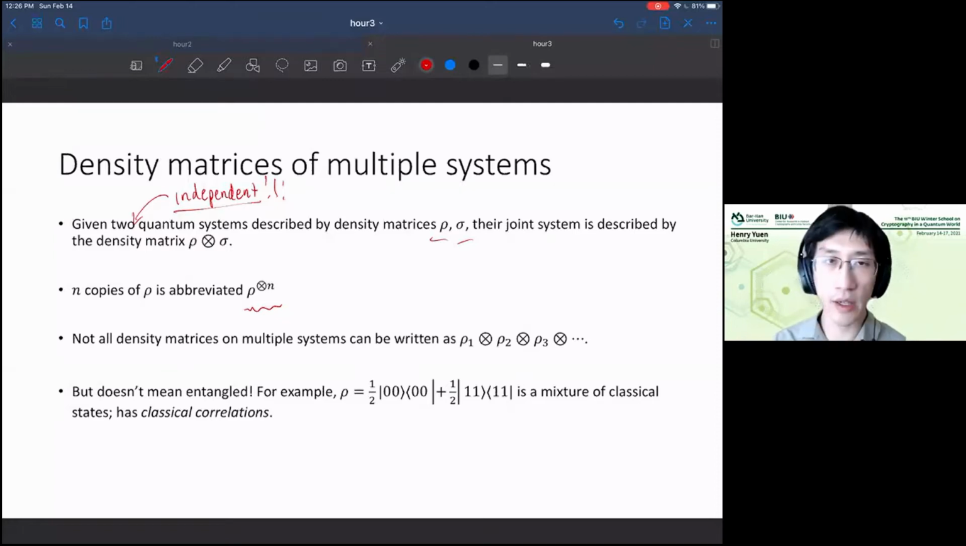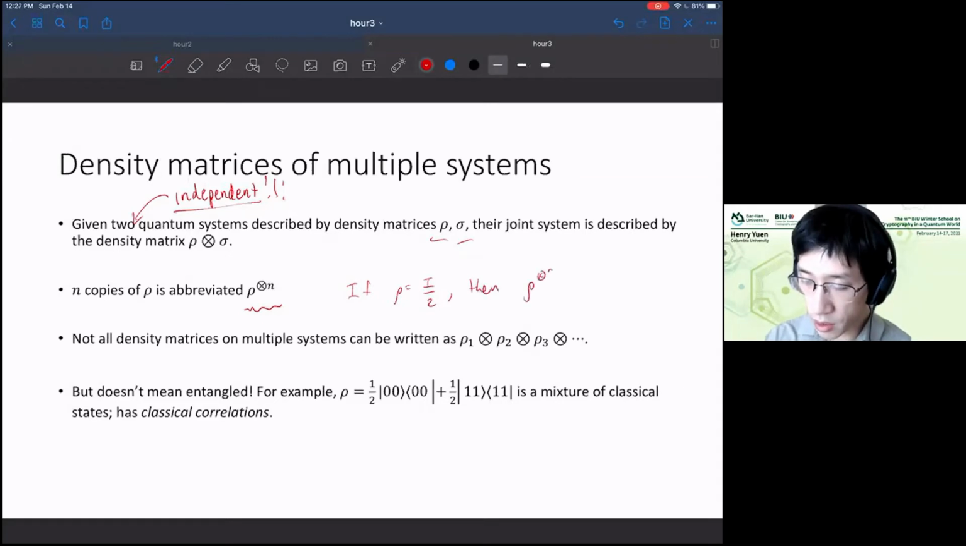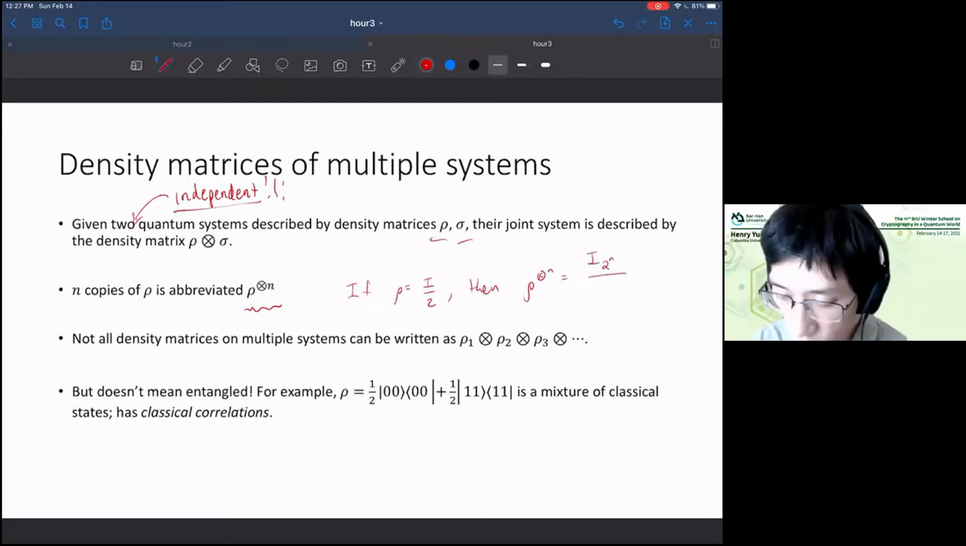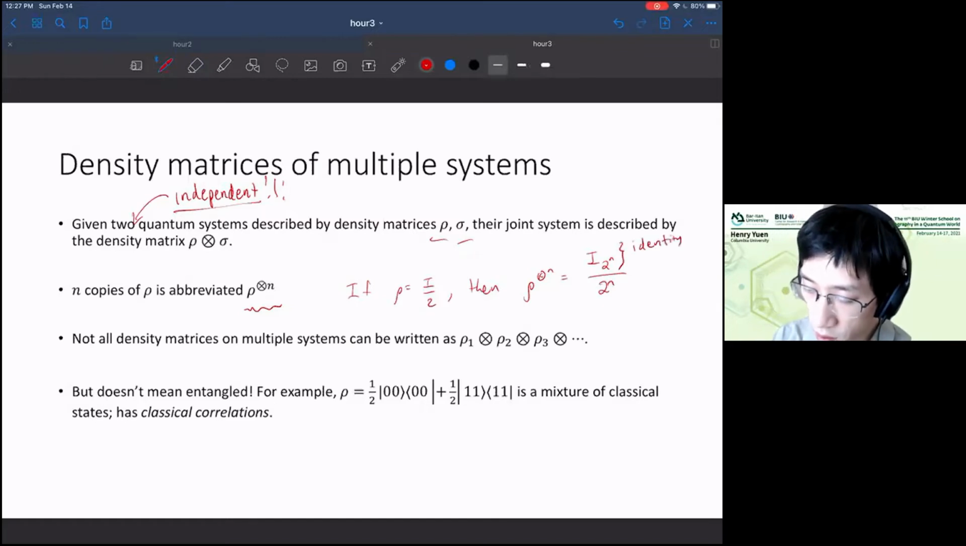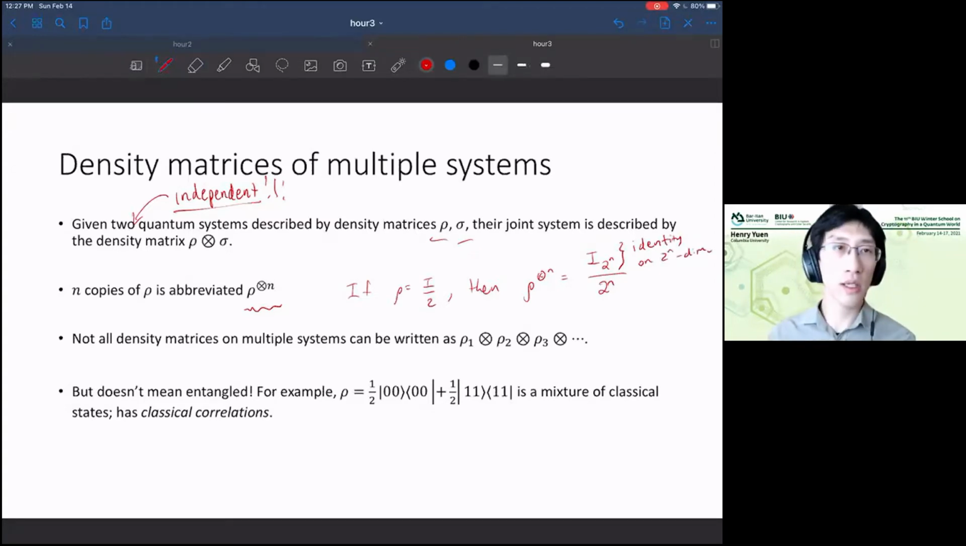Basically you can think of rho tensor n, like let's say rho is the maximally mixed state. If you take n independent copies of the maximally mixed state, it's like n coin flips. Then rho tensor n is equal to the identity of dimension 2 to the n, divided by 2 to the n. Okay, and it just looks like n independent coin flips.